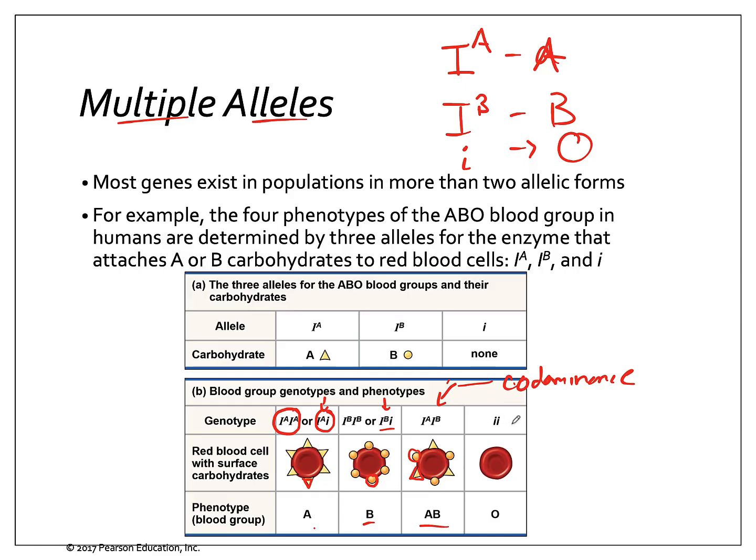And then the last option is if you have little i, you have no antigens on your blood cells, and that makes you type O, which is the universal donor because you don't have any antigens. So you can give blood to anybody without your blood clotting up or causing issues in blood transfusions.